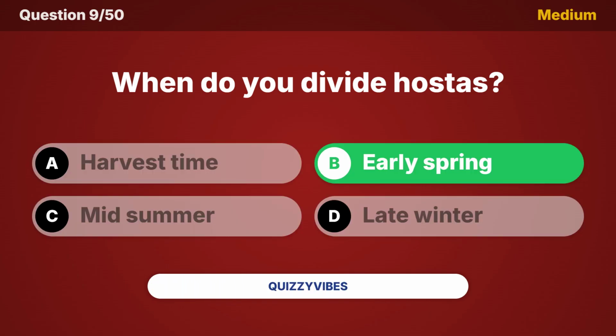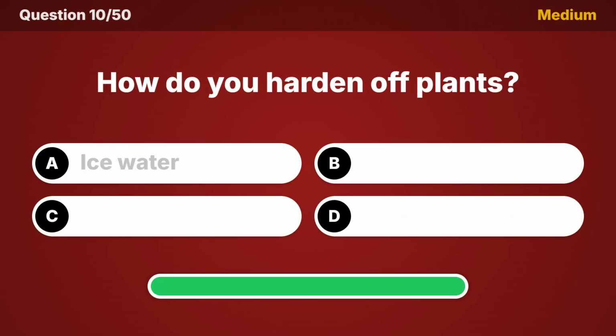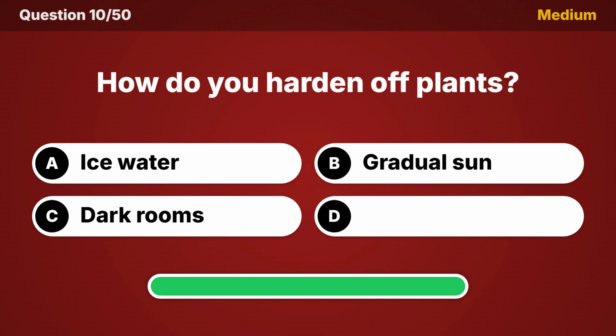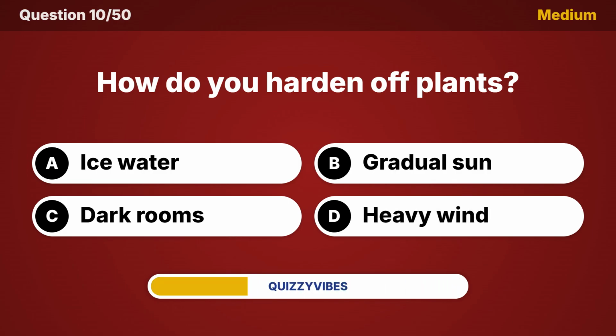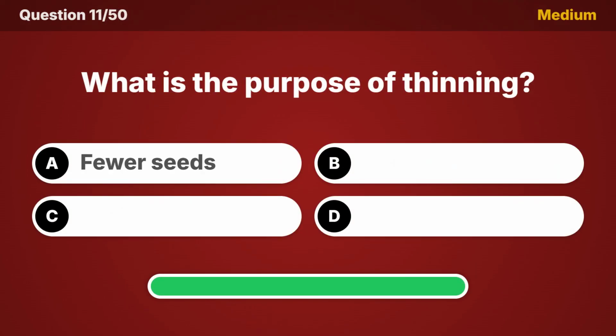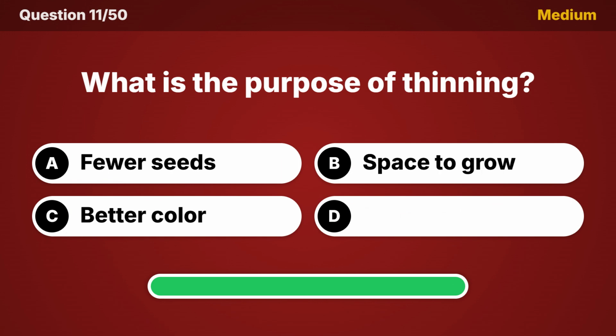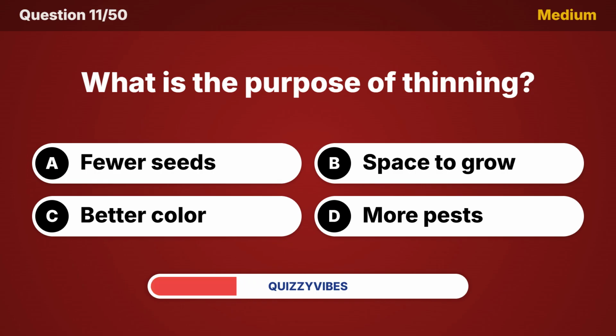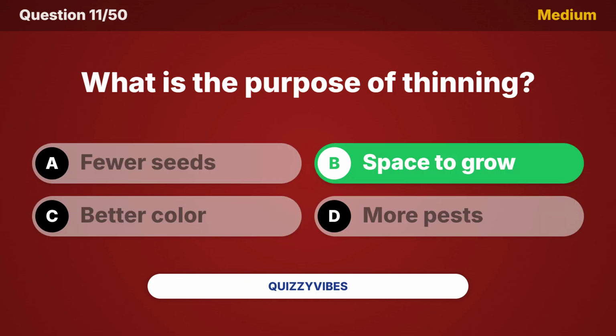The answer is early spring. How do you harden off plants? Answer, gradual sun. What is the purpose of thinning? The correct choice is space to grow.